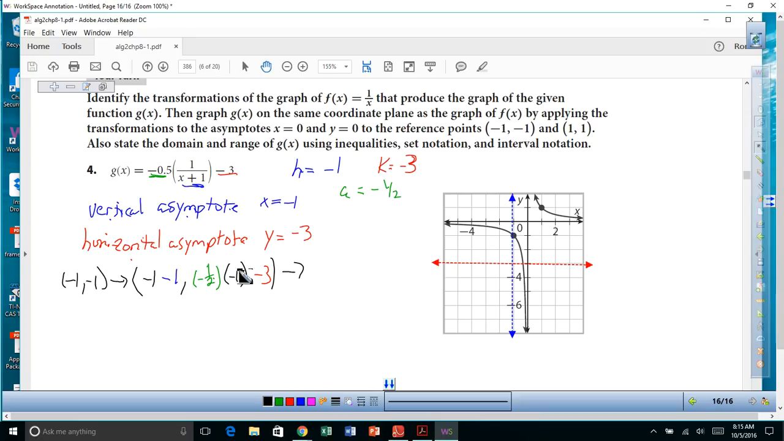So what is our new point? -1 minus 1 is going to be -2. -1/2 times -1/2, that's going to be +1/2, -3 or -6/2, that's going to give you -5/2. So -2, 1, 2, and then 5/2, that's going to be 2.5. That's going to be right there. Okay, that's our new point.